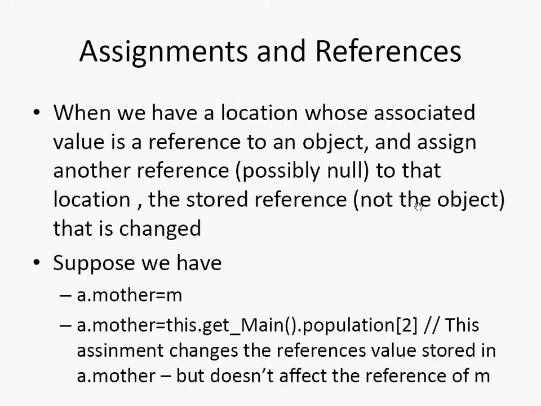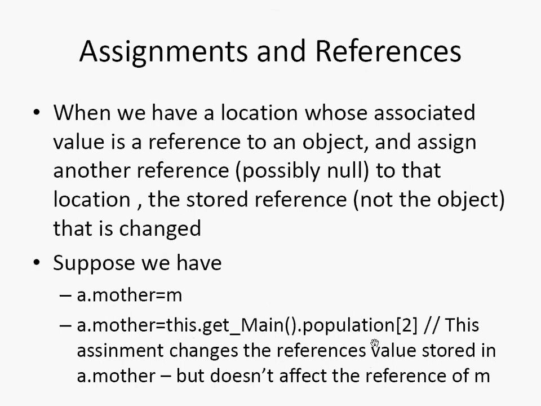So let's talk about this. Suppose we have A dot mother equals this get main population of 2. I'd like to explain what's going on at a mechanical level, precisely what's going on. So here we have A, and they have a mother who's currently null. Before we execute this, their mother is not known. It's set to be nobody right now. Now we're going to first do this and then do this.